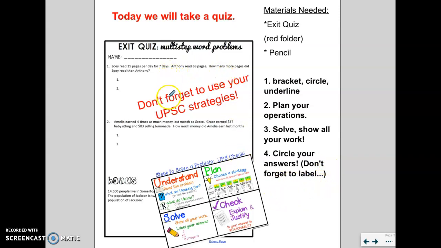Everybody has to do problems 1 and 2. Then there is a bonus question you are welcome to try. This would be in order to maybe get to that 4 category, where you're trying something a little bit tougher and a little more difficult. But everyone should do problem 1 and 2.